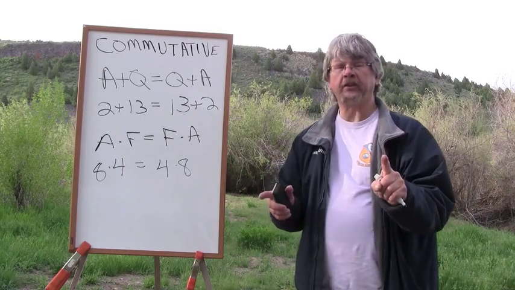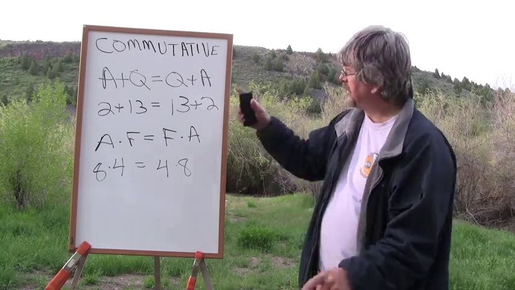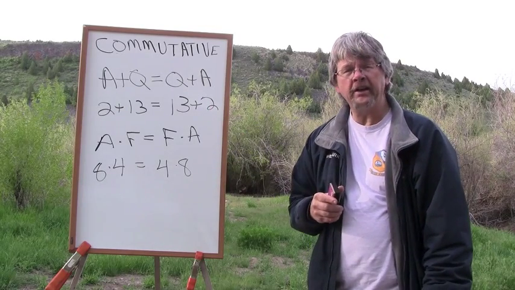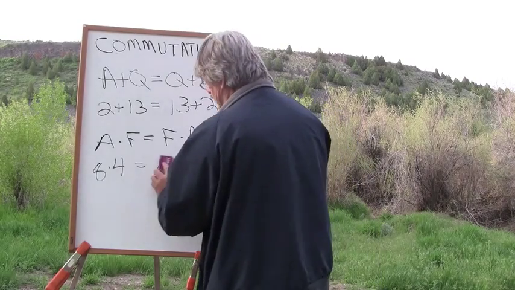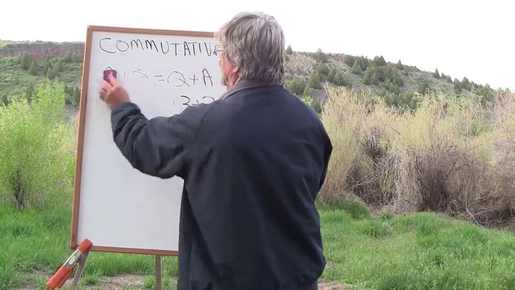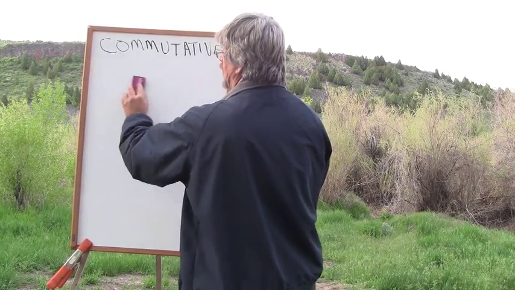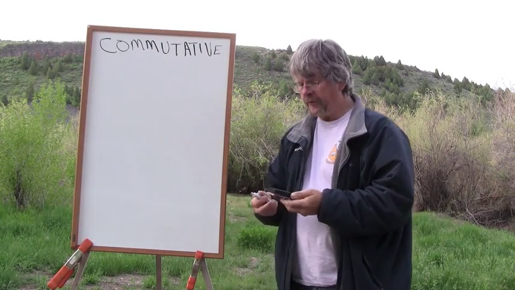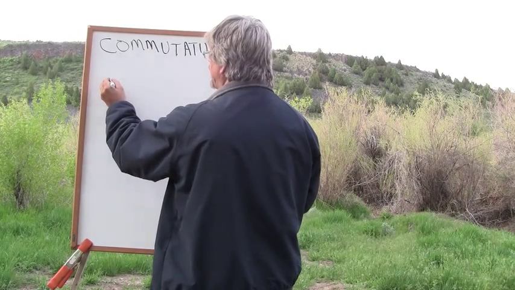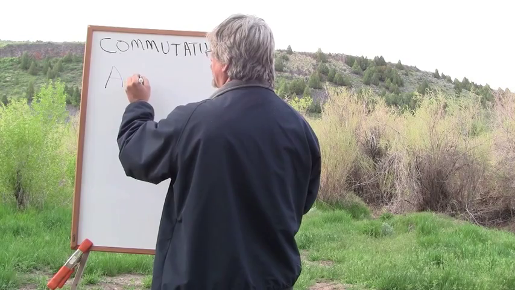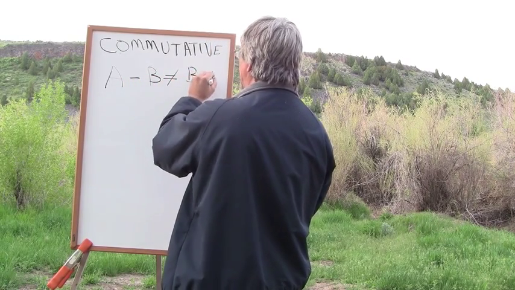Now this is interesting because the commutative only works with addition and multiplication. It doesn't work with division and subtraction. And this is one of the tricks you have to see. You have to remember commutative works with addition and multiplication. A minus B does not equal B minus A.